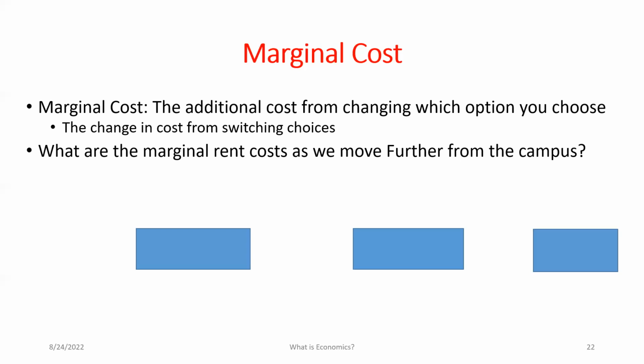So marginal, right, means essentially how much is being added. So by increasing by 1 unit, how much is being added to my costs? How much are costs increasing by? So we can think about this not just in terms of production, but any decision-making process. So what's the marginal cost as I move further away from campus?